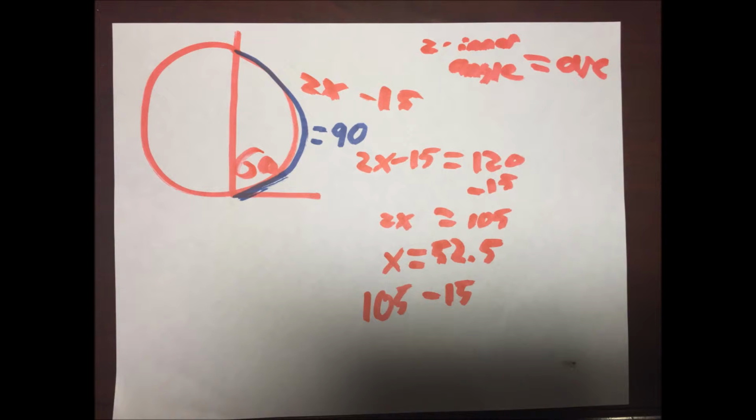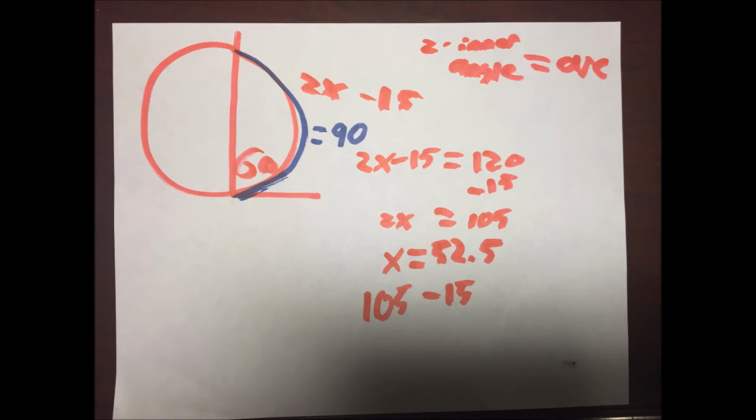So we can work on this one together. We will start off with 60 as the inner angle and 2x minus 15 as the arc. So let's put that into the equation where 2 times the inner angle equals the arc. So 2x minus 15 equals 120. And after subtraction and dividing, we get to the point where x equals 52.5.